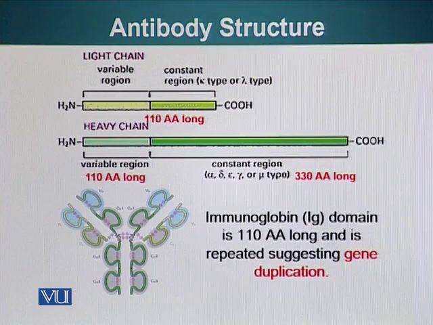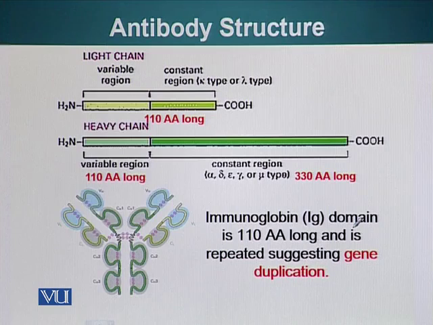So here we have the proteins straightened out. You can see here we have the light chain and here we have the heavy chain. The light chain is made up of 110 amino acids and the heavy chain is either made up of 330 amino acids or 440 amino acids.